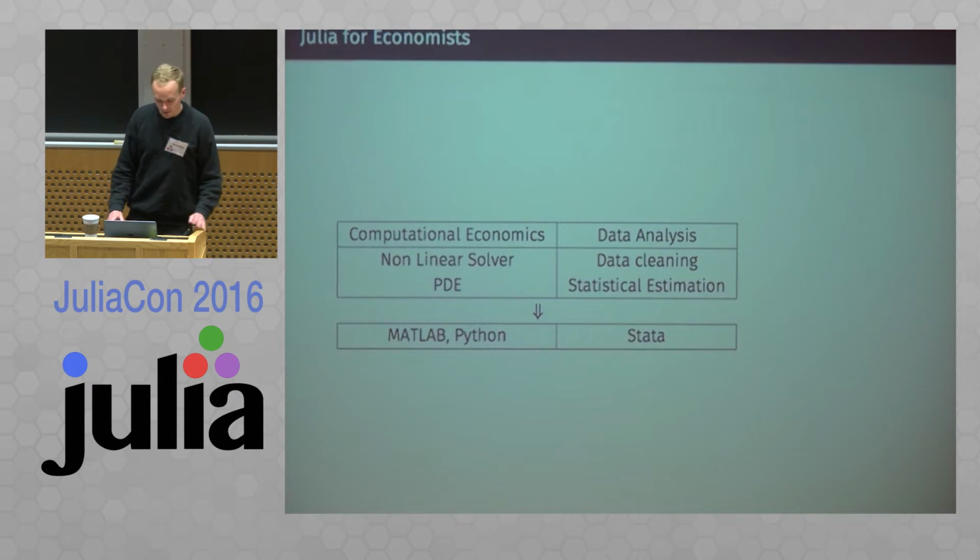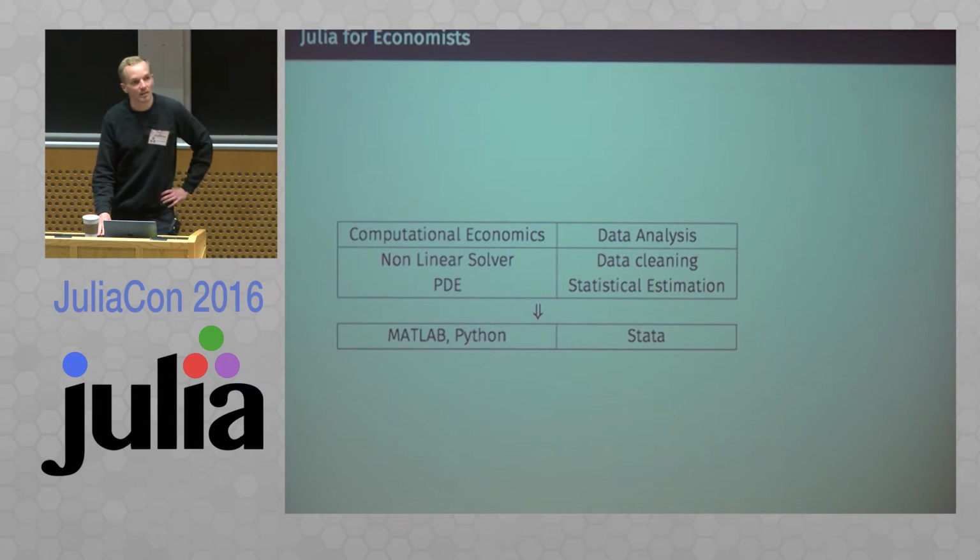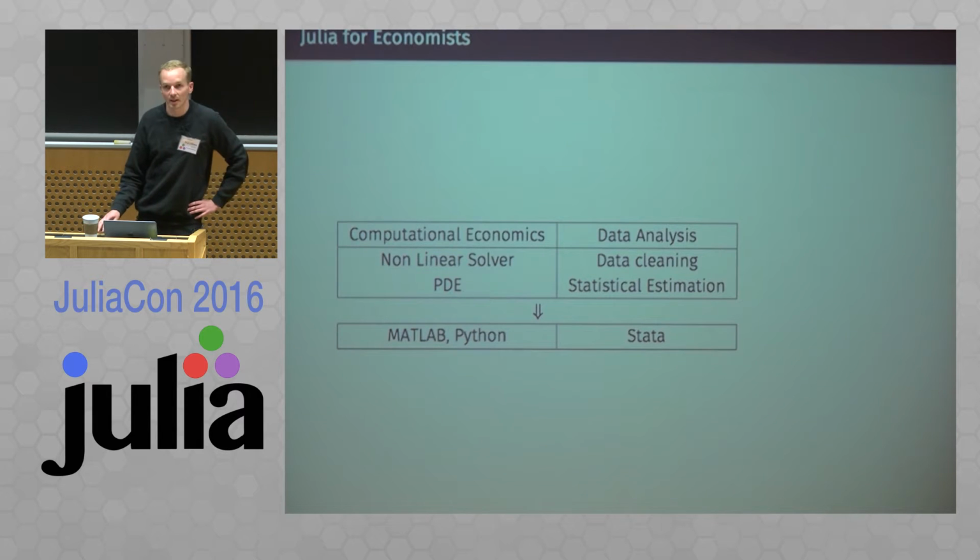All right, in economics, you need computer science for two things. The first kind of software that we do is computational economics, so it's a lot about nonlinear solvers and PDEs. This kind of work is done in MATLAB or Python. The kind of work I come from is more data analysis, so a lot of data cleaning, but also statistical estimation. This is the part I'm going to talk about today. This part is usually done in Stata, which is a language a little bit like R for data analysis, but centered on data frames.